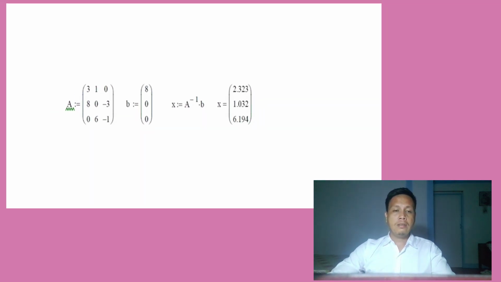So now using matrix inversion again, we can now solve the values of x sub 1, x sub 2 and lambda 1, which are 2.2323, 1.032 and 6.194.